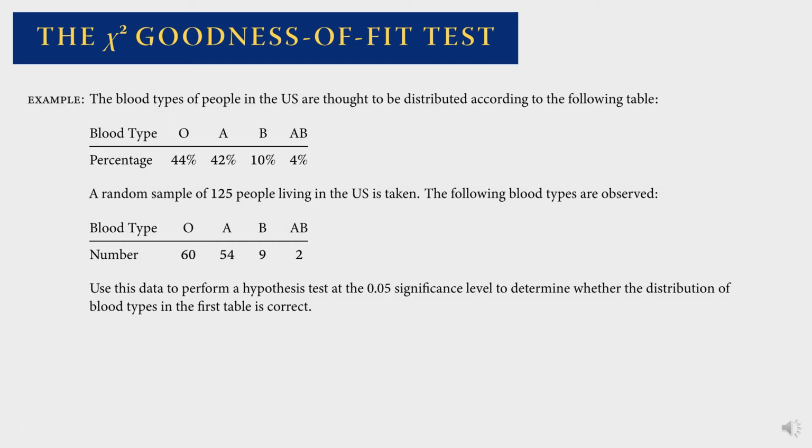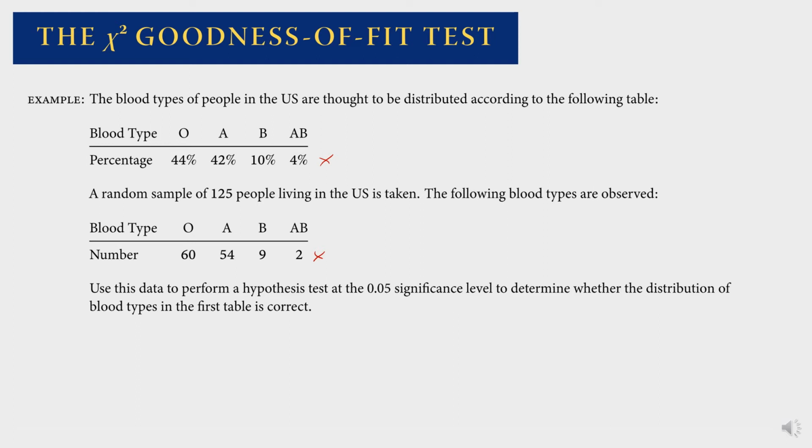Here's an example. I got this breakdown of blood types from somewhere. And we have this sample of 125 people whose blood type breaks down like this. Our goal is to see if the blood types for the US population break down like this. We'll perform a chi-square goodness of fit test at the 0.05 significance level. If the p-value is less than 0.05, we'll reject. If not, we'll fail to reject.